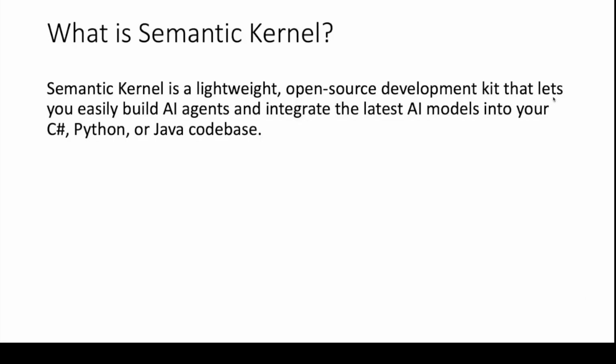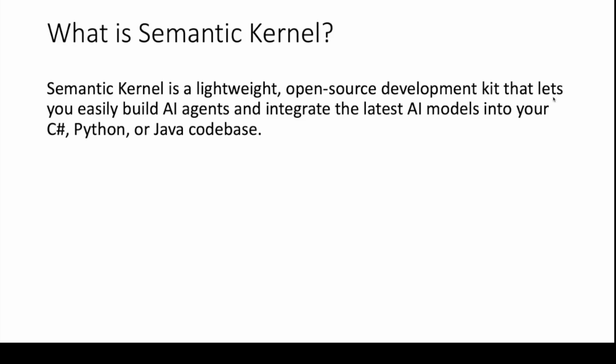We will be using Semantic Kernel, which is a lightweight open source development kit that lets you easily build AI agents and integrate the latest AI models into your C#, Python, or Java codebase. In today's example, we will be using the small language model Phi 3.5 from Microsoft, and then later on we'll be using the GPT-4o mini as well.